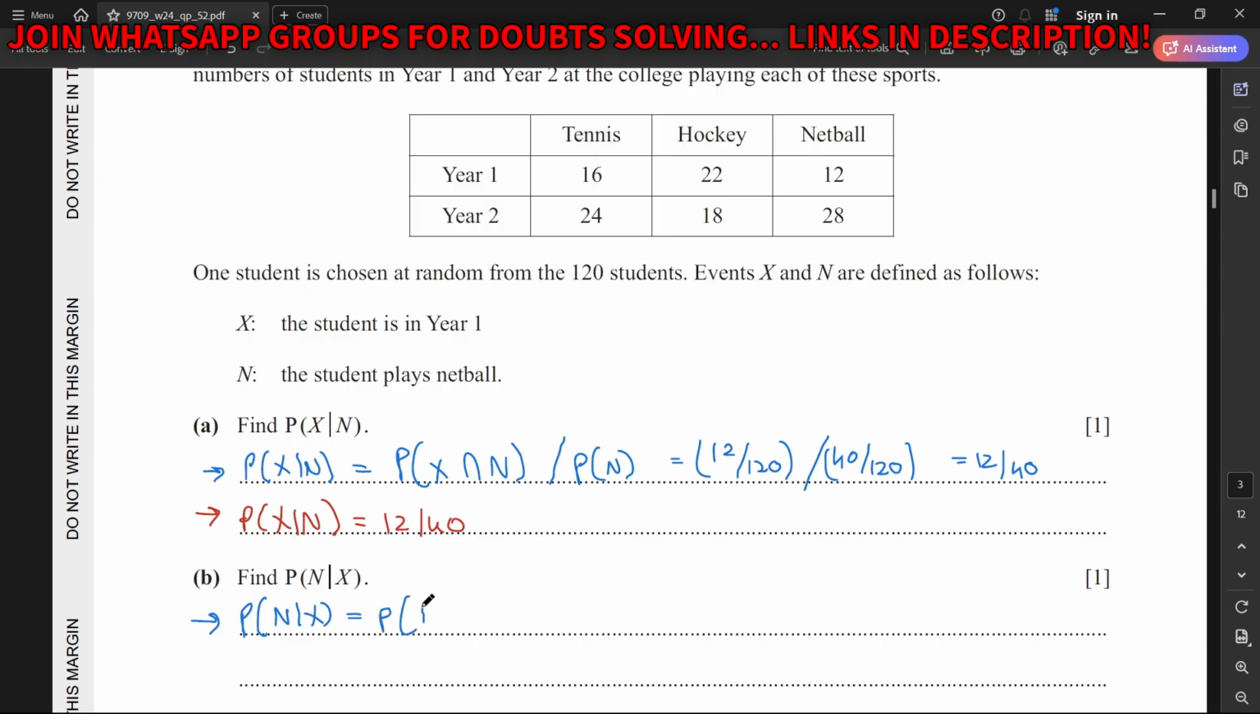So probability of n and x will be exactly the same as what we had earlier, but now the probability of x will be the total students in year 1, that is 50 by 120. So the top part remains the same. N and x will be 12 by 120 divided by probability of x, which is 50 by 120, and therefore 120 gets out and you are left with 12 by 50. And therefore, I can say that the answer for the second part, probability of n given x, will be 12 by 50.